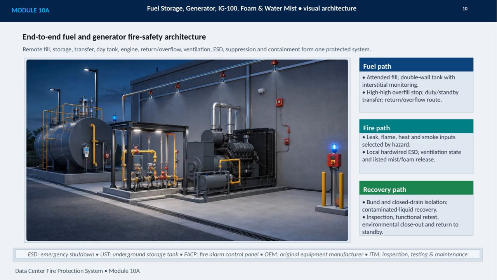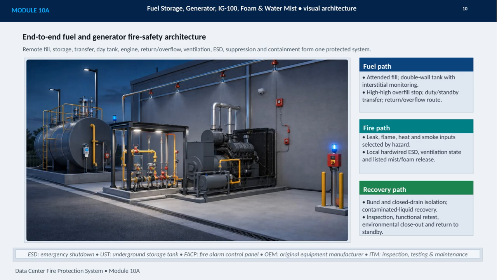The path continues through storage, transfer, the day tank, and the engine. The fire path responds to the specific hazard using appropriate leak, flame, heat, or smoke inputs. Those signals support local, hardwired emergency shutdown, the required ventilation state, and release of the listed foam or water mist system. Finally, the recovery path addresses what happens after an event.